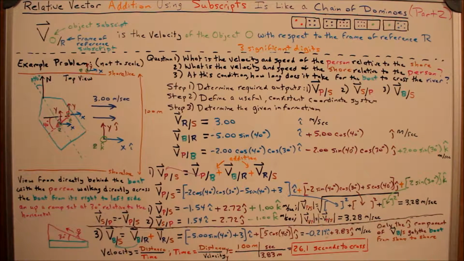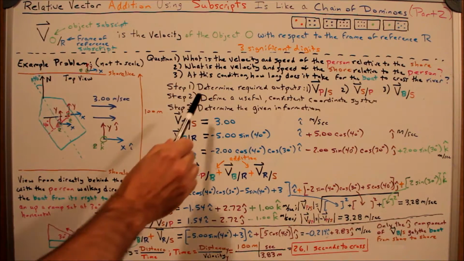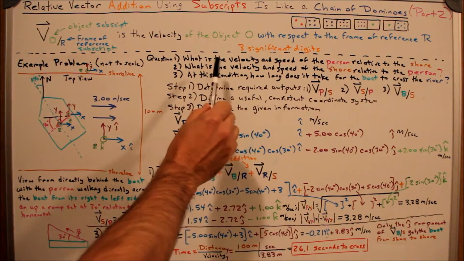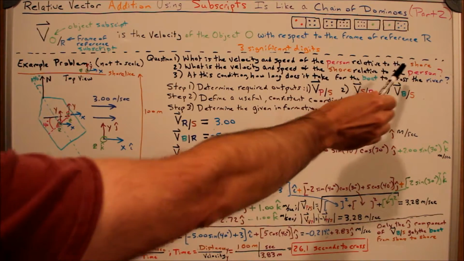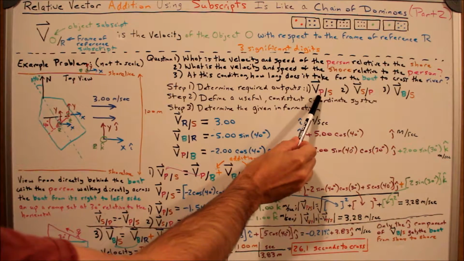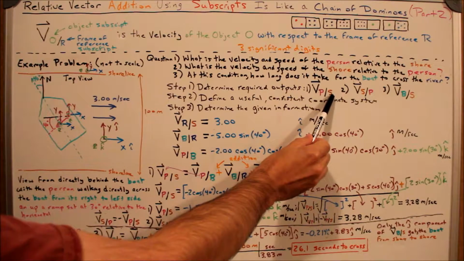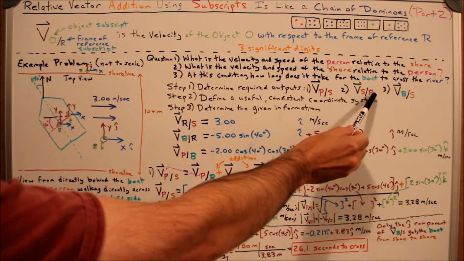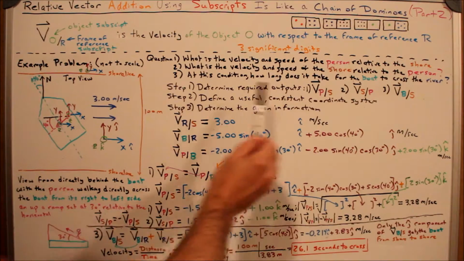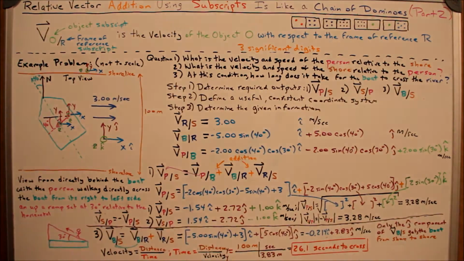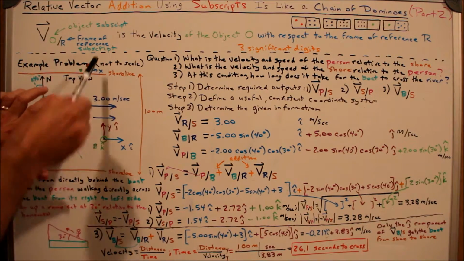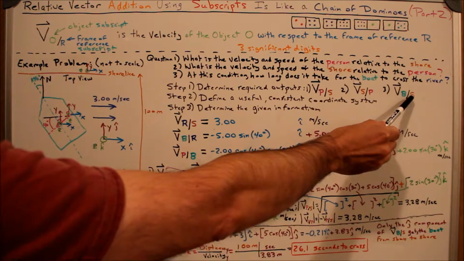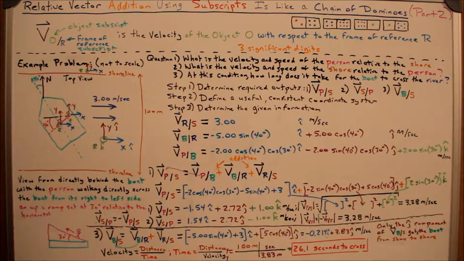Now reviewing the solution of the problem. The first thing is to determine what the required outputs are. We're asked for the velocity and speed of the person relative to the shore. So that's the object person with respect to the frame of reference shore. And then the opposite that's asked, which is the velocity of the shore with respect to the frame of reference person. And then the third one is how long does it take for the boat to cross the river? To cross the river is going from shore to shore. So therefore it's the velocity of the boat with respect to shore, and the distance will tell you the time.